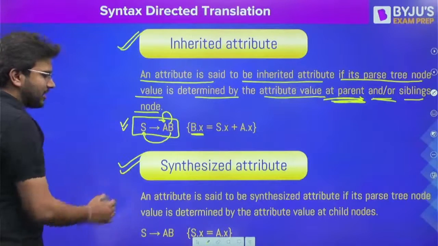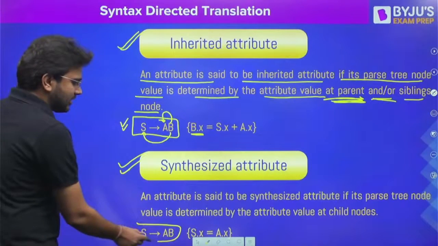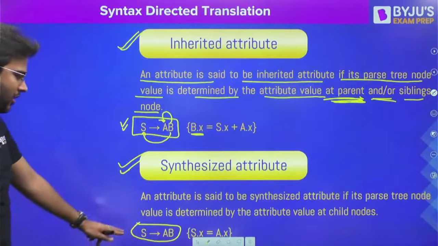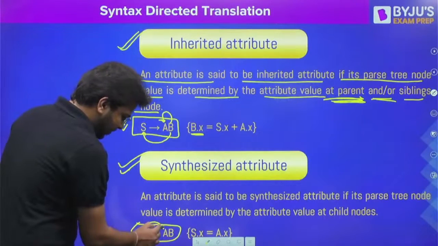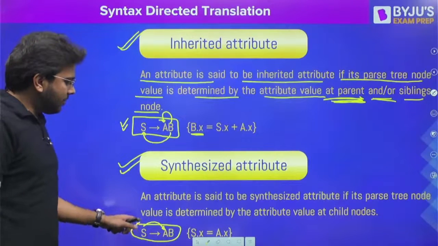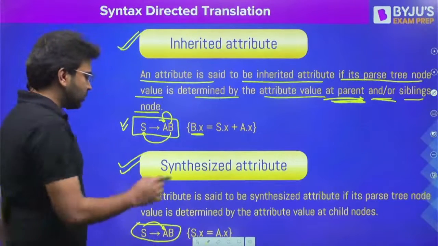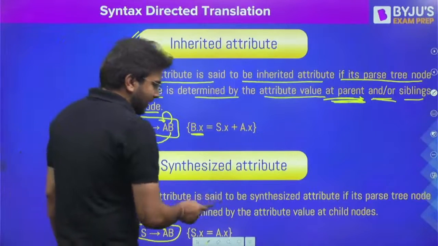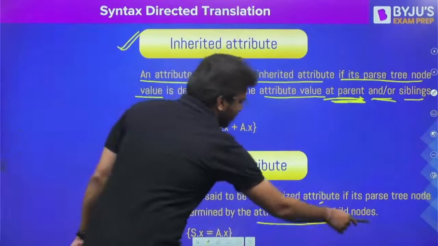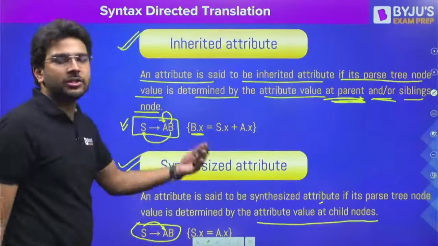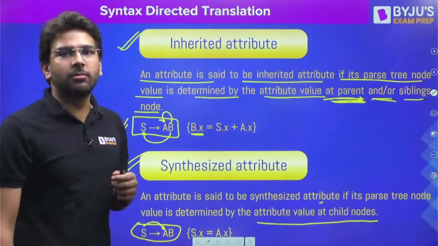Now let's talk about a synthesized attribute. In case of synthesized attribute, this is the production you have. Here S is taking the value from A. That means the parent is taking the value from its children. So an attribute is said to be synthesized if it is taking the value from the child nodes. That means it is taking the value from its children. In that case, we call those attributes synthesized attributes.